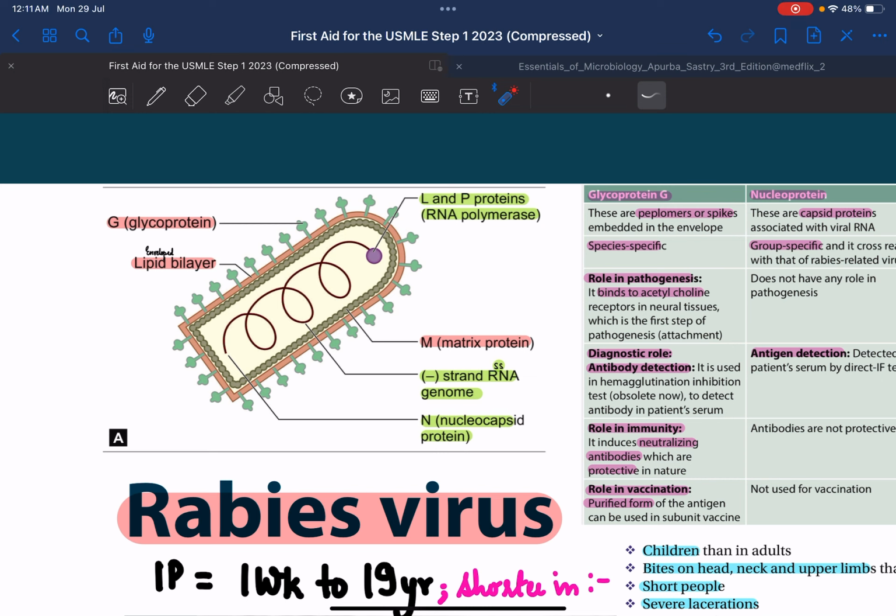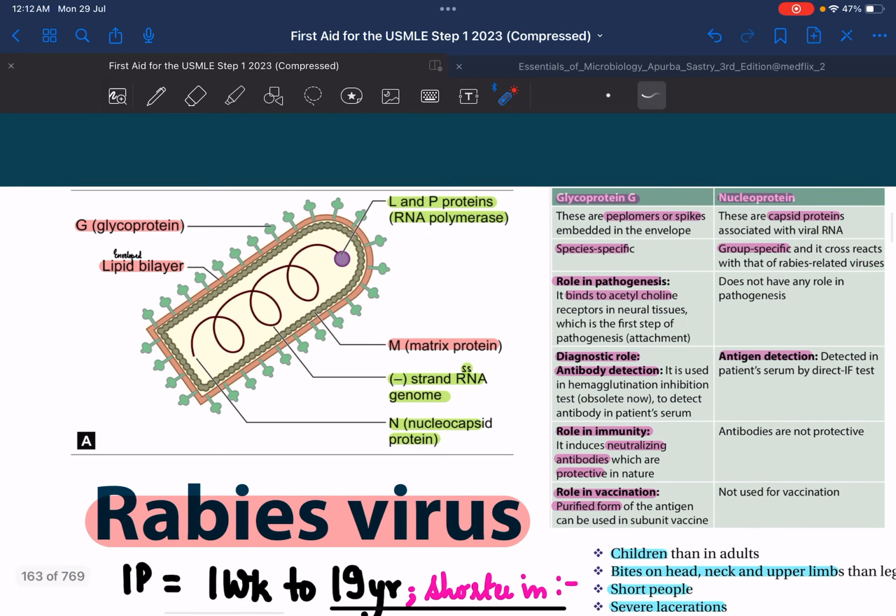it has about 10 nanometer long glycoprotein spikes or peplomers extending from the lipid bilayer, and the lipid bilayer internally is lined by a matrix protein. Okay, this rabies virus has a nucleocapsid protein which consists of basically L and P proteins, which are RNA polymerases, and a single stranded negative sense RNA genome.